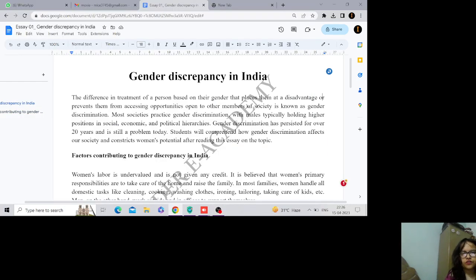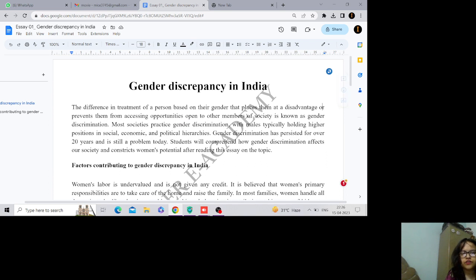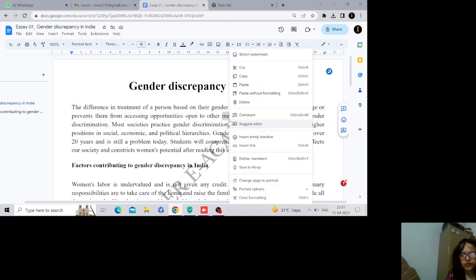We are starting with the essay topic, which is gender discrepancy in India. The entire essay is on how gender discrepancy is followed, what gender discrepancy is, how it affects society, and how it can be curbed. Through that we can learn what the factors are that contribute to gender discrepancy in India. Let's start with the first paragraph of the essay.